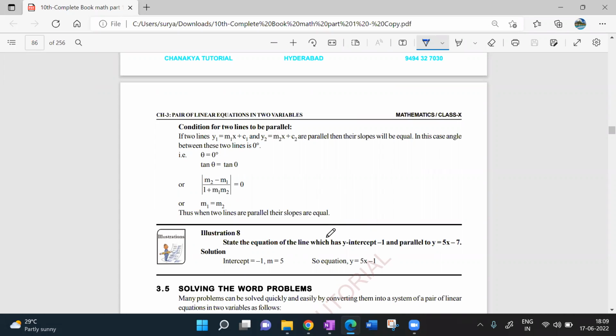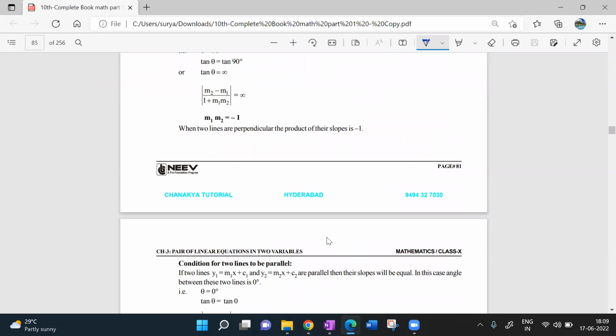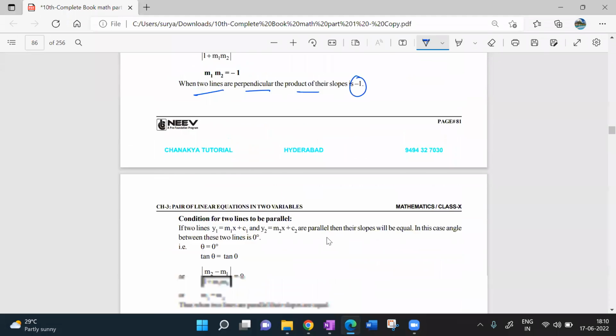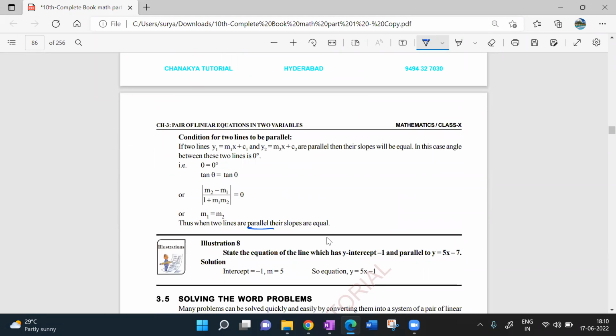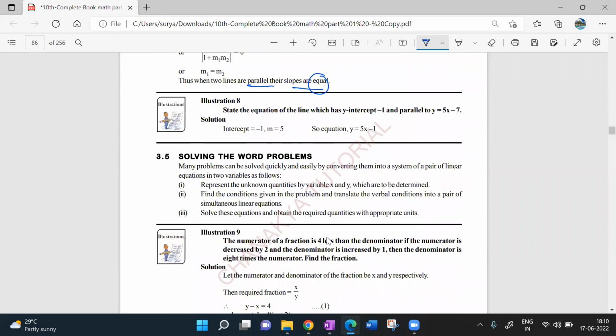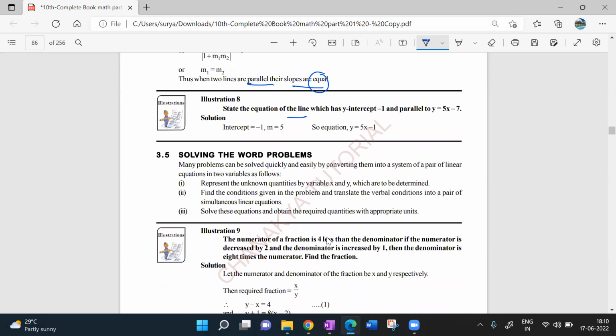When two lines are perpendicular to each other, the product of the slopes would be equal to minus one. So look at this. When two lines are perpendicular, the product of their slopes is going to be minus one. When two lines are parallel, their slopes are equal. Okay. So now look at this. State the equation of the line which has y-intercept minus one and is parallel to this. And we have done this question as well.